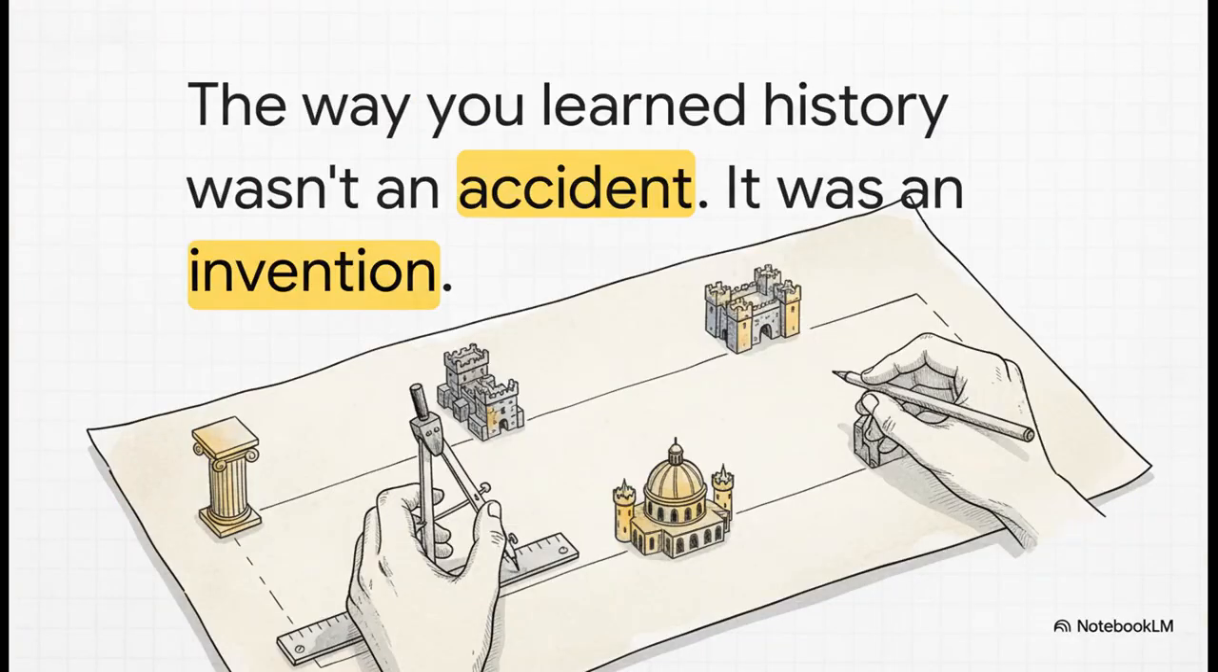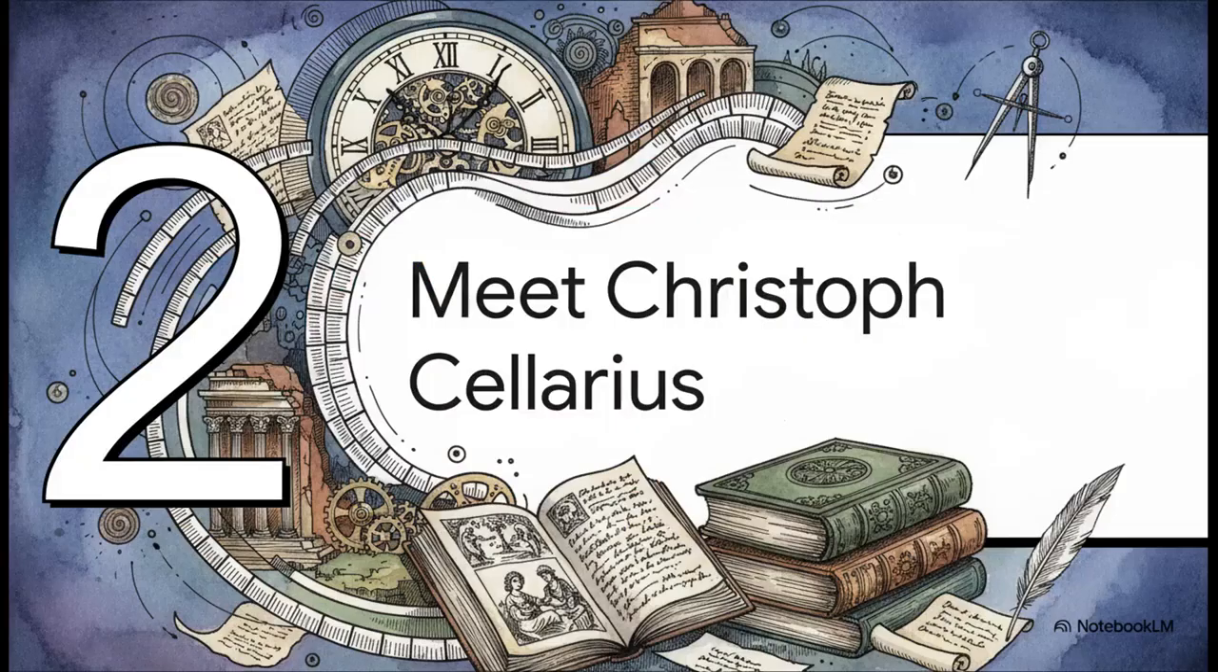And this right here is the whole point of our explainer. That timeline you had to memorize for class, it wasn't discovered like some scientific law. It was constructed, and every construction has an architect. So who was this architect? Who's the guy who basically drew the blueprint for our entire understanding of the past? Well, let's meet the man who organized time itself.